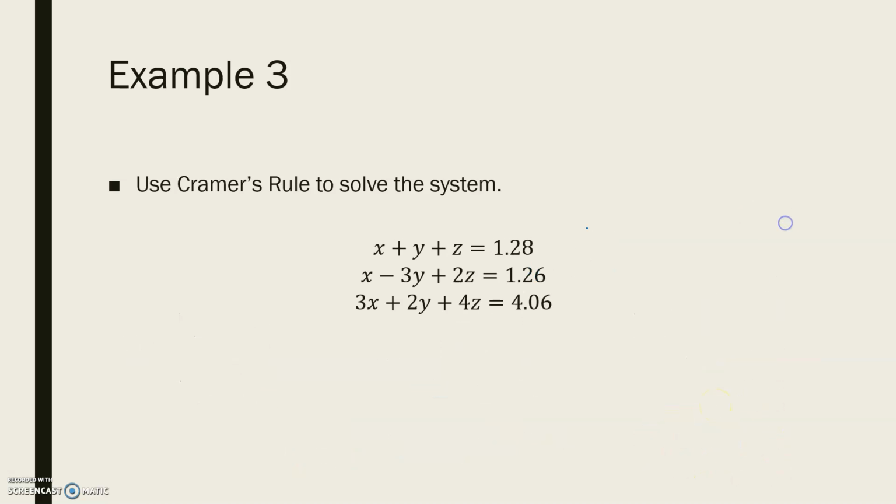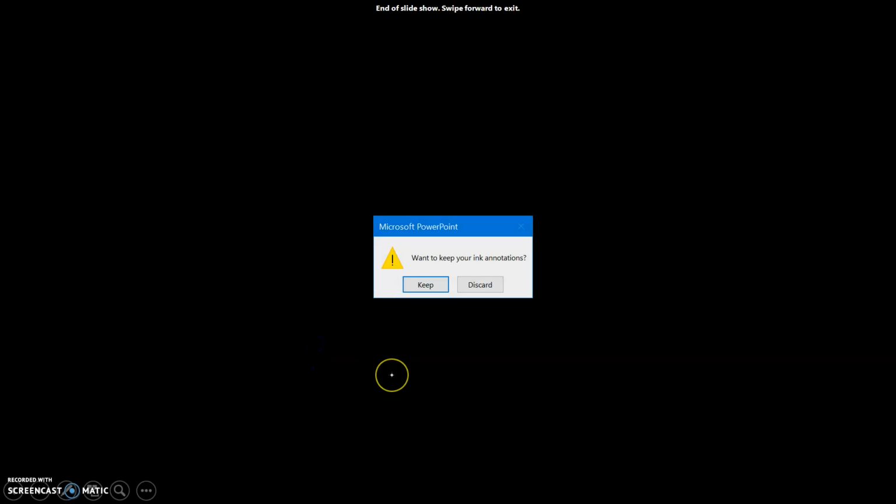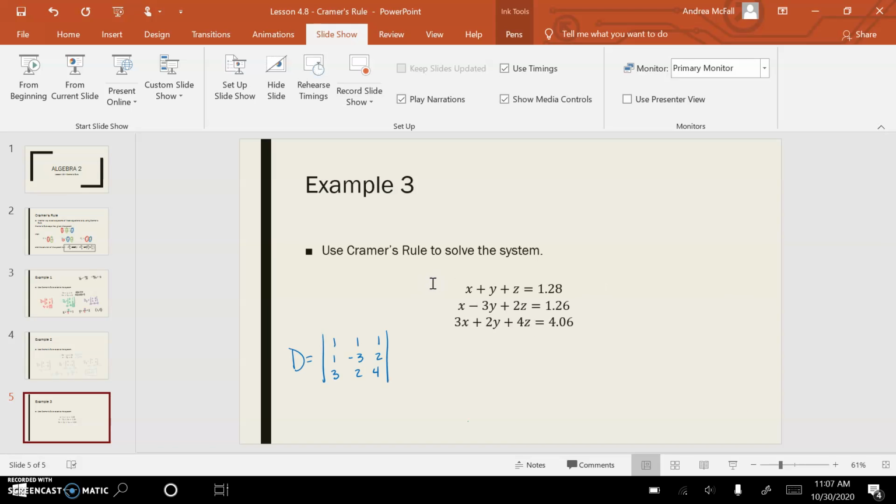All right, let's make things a little more complicated, and we're going to throw in x, y, and z. Now, you don't need a formula to do this. It's the same basic principle where I'm going to start with just d, and it's going to be 1, 1, 1, 1, negative 3, 2, 3, 2, 4. I'm just taking the coefficients of x, y, and z.